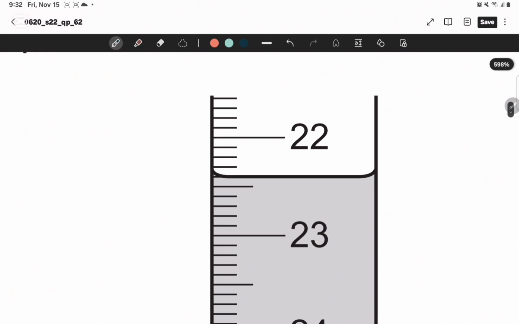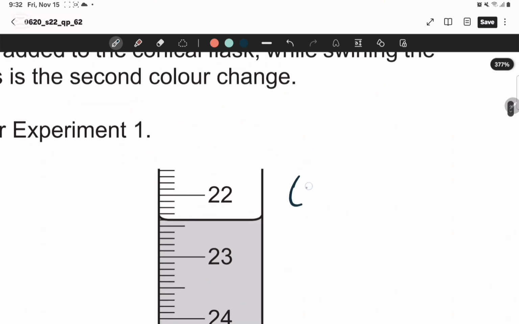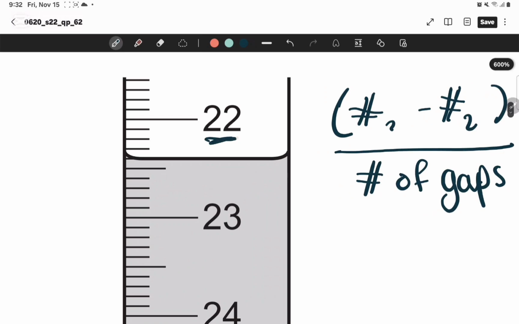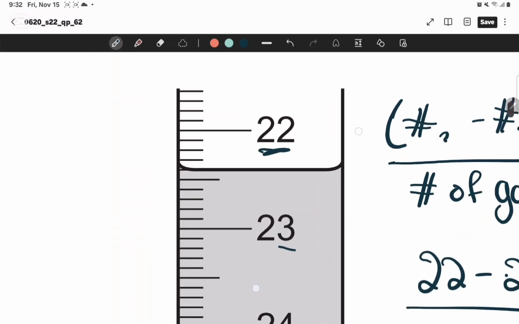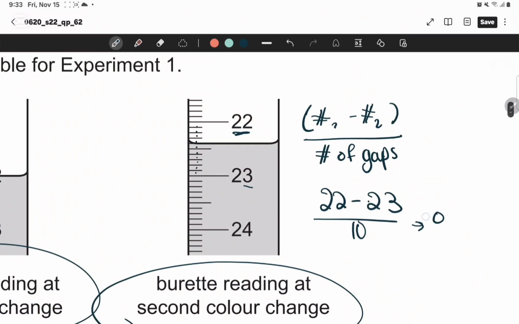First we're going to count the number of gaps between 2 consecutive numbers. So we're going to do number 2 minus number 1, divided by the number of gaps. So number 1, 22, minus number 2, 23, divided by the number of gaps. So 1, 2, 3, 4, 5, 6, 7, 8, 9, 10, and then it's going to be negative 0.1.